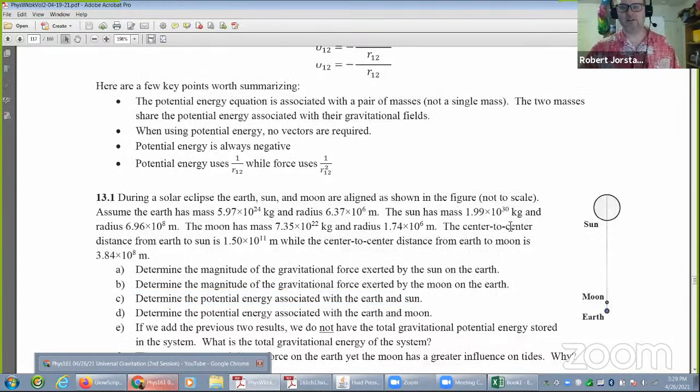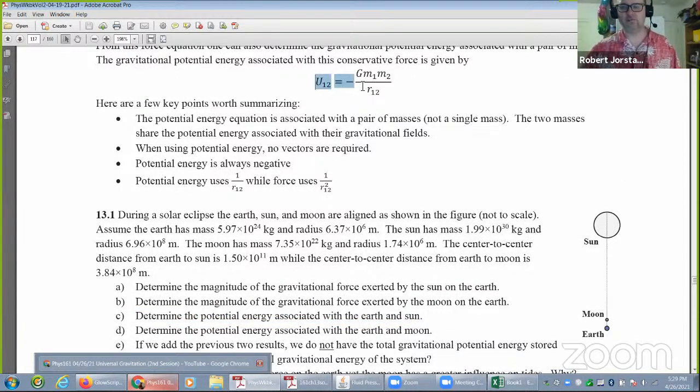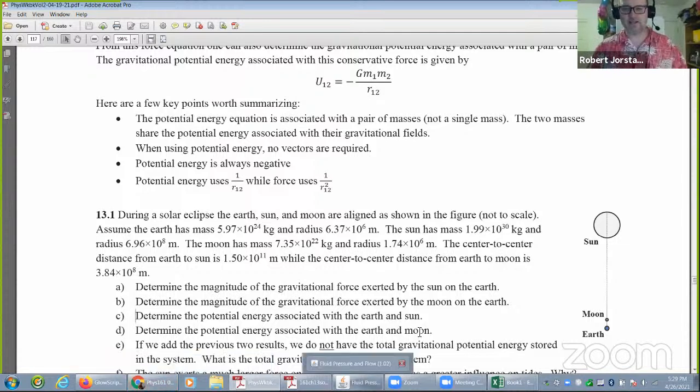I don't really want to do it, but I do want to point out you should punch in the numbers and make sure you get this right. So let's at least do one of them. Punch in the numbers right now. Just do it one time, even though you don't want to. Let's all do it. I'm going to do it too. Figure out the potential energy associated with the Earth and Sun.